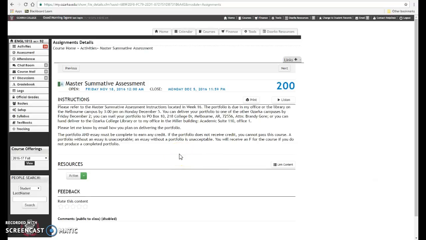Your drafts are due no later than December 1st. The quicker you submit them, the quicker I'll respond. So try to get your draft done as early as possible. And you will need to either deliver your portfolio to the Melbourne campus or deliver it to one of our other campuses, or deliver it to the library, or mail it if you have such a mind to do that.